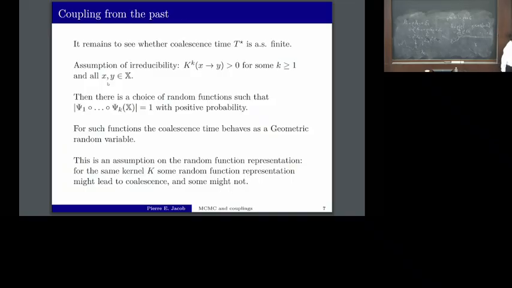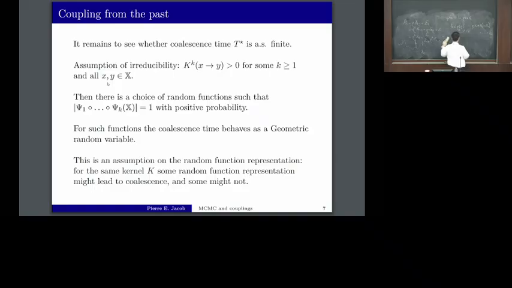And so you could show that if there is irreducibility, so if you can go from anywhere to anywhere in a certain number of steps, then you can construct a random function representation of the chain that leads to coalescence. It's just a bit of the same argument as what I've done.